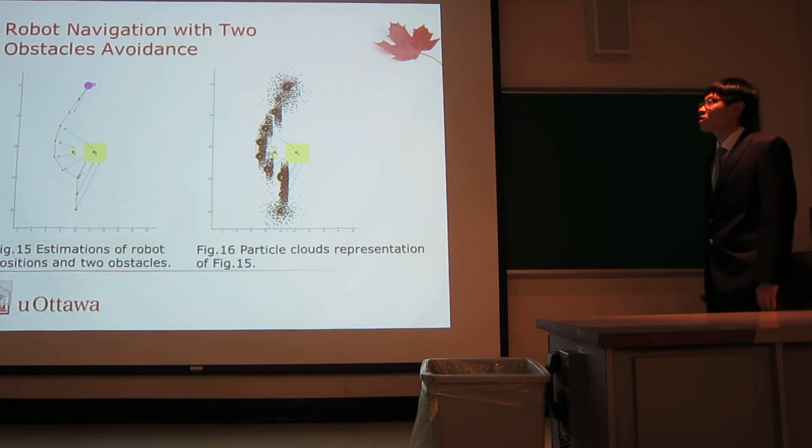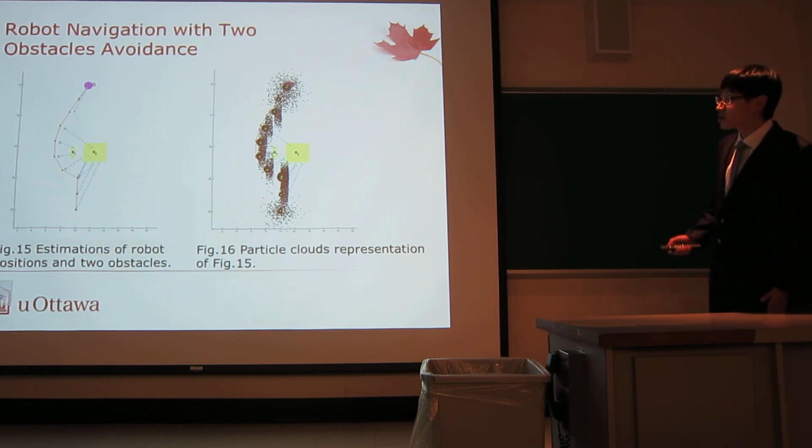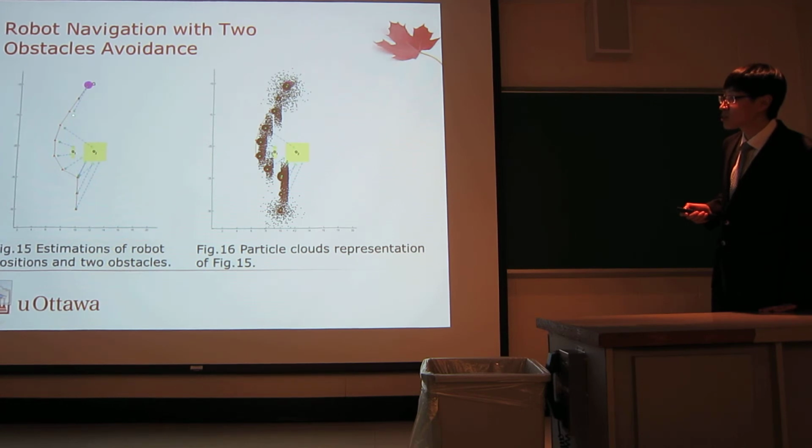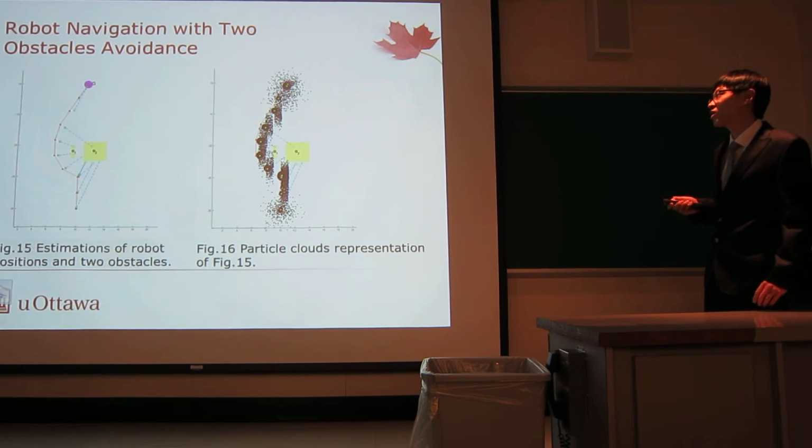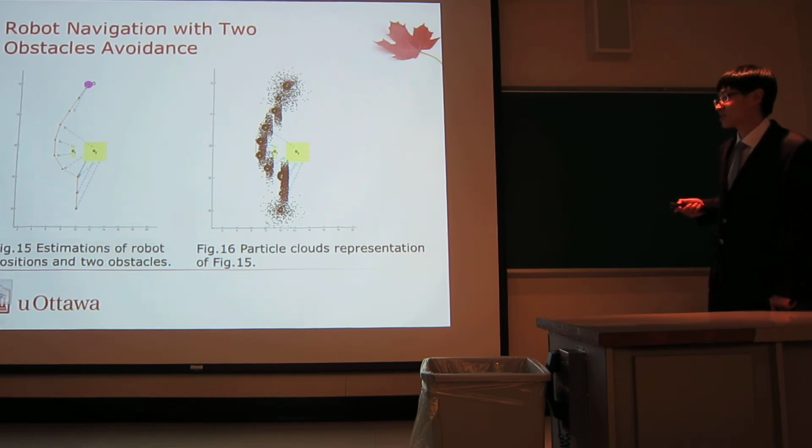These two figures were obtained using MATLAB. We can see in figure 15, the estimated robot position and the ideal robot position converge when the robot went to the goal. And figure 16 is a particle cloud representation of figure 15. We can see the area. Some particles have a bigger area, so that means they have a bigger weight in the navigation process.